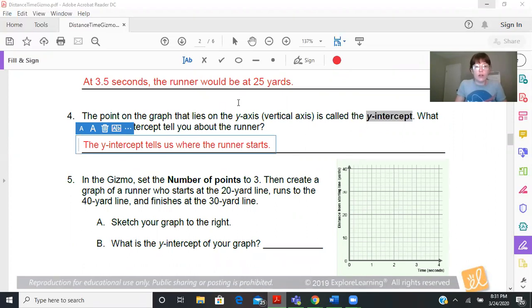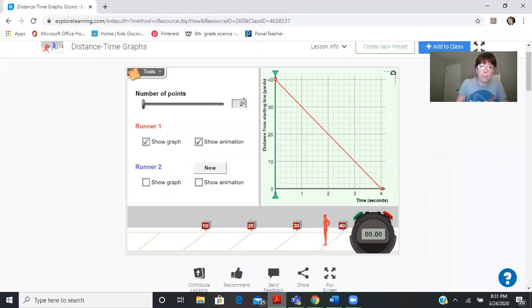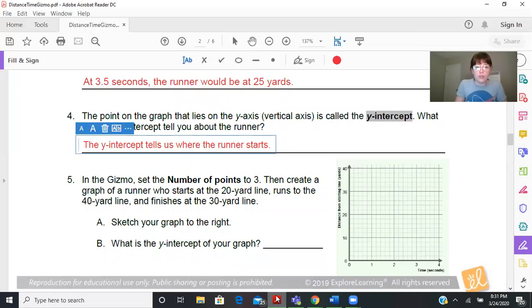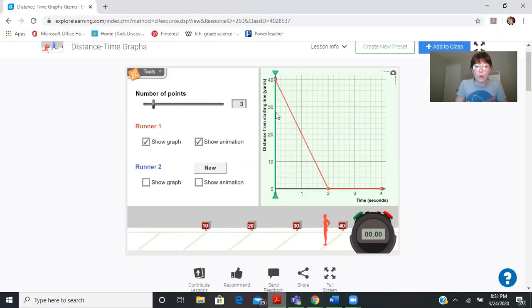All right. So I want to increase the amount of points to 3. And it said in my GIZMO, he's going to start at the 20-yard line. So that means my y-intercept needs to be 20 because at 0 seconds, he's at 20 yards. Then they want him to run to the 40-yard line. So he needs to have a positive slope. So take this point, it's going to be moving positive, going up. So he's going to be facing the 40-yard line because that's where he's headed. And then ends at the 30-yard line.